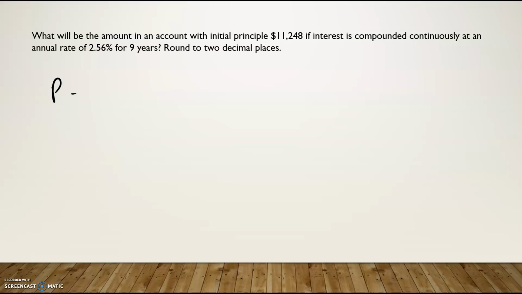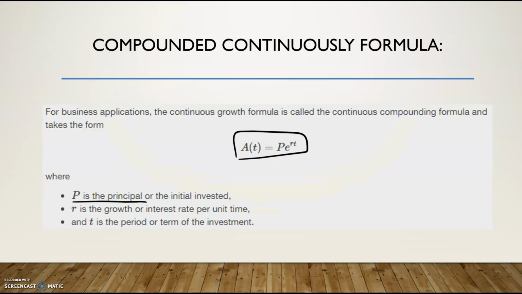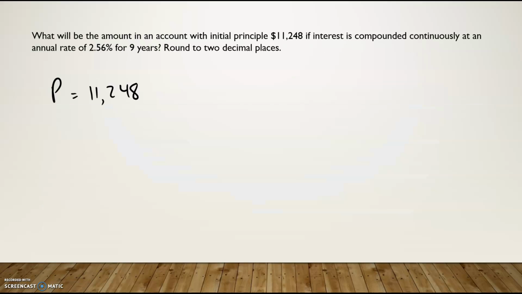Okay, so here P is equal to 11,248. Now it says back here that R is the interest rate per unit time. So our annual rate is 2.56, so that's going to be 0.0256. And all I'm doing is I'm taking this and I'm dividing it by 100, and that's how I'm getting this number right here.